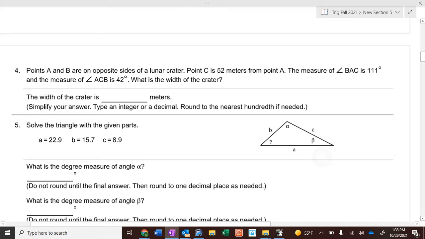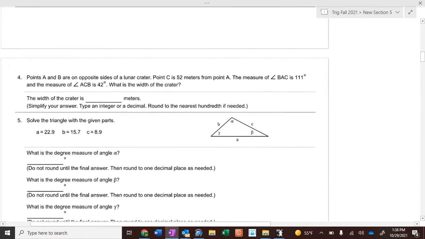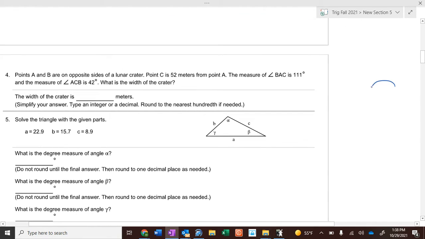All right. Now, lunar crater problem. You've seen this on the quiz. You've seen this in your homework. You're going to see this on the test. All right. So you have a lunar crater. This is 111 because this is BA. There's BA. And this out here is C. 111. ACB is 42. This is 52 meters away. How long is the lunar crater?